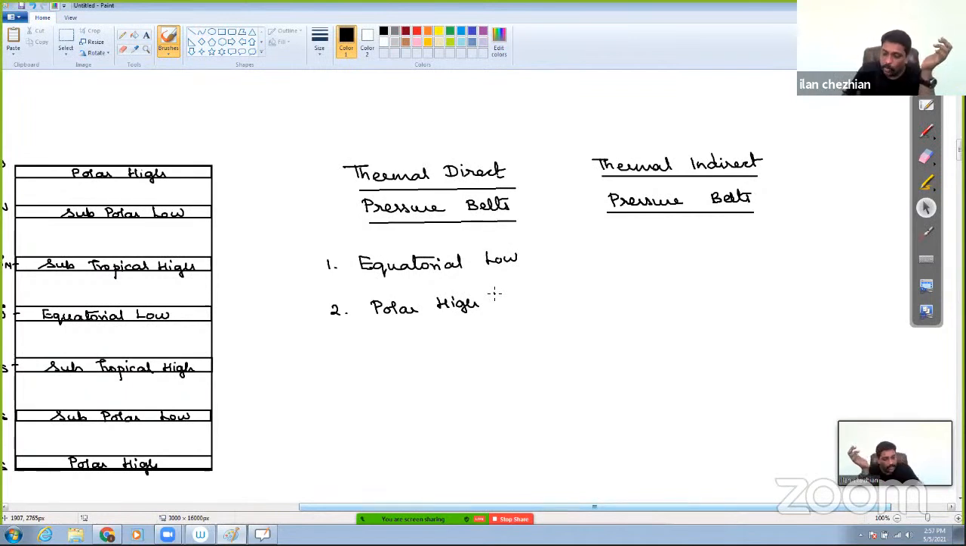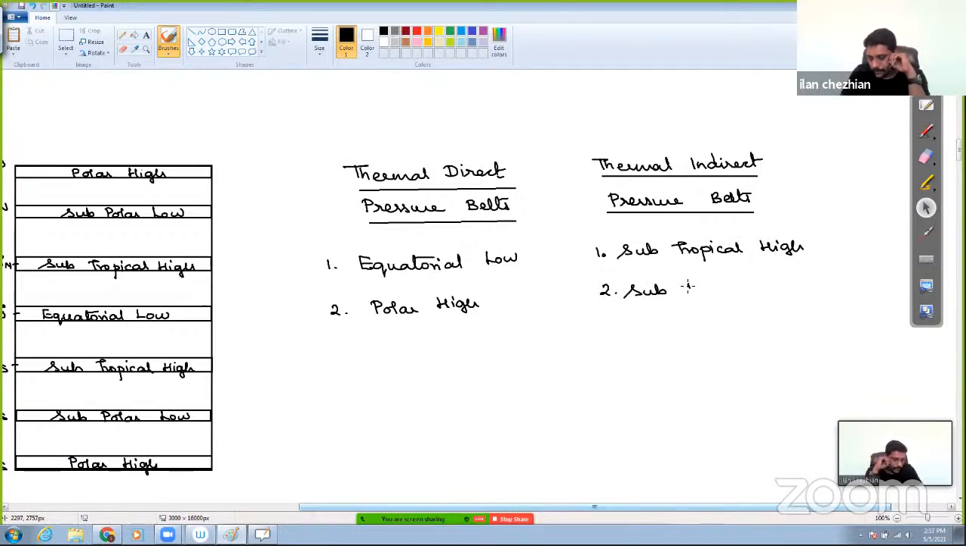And what about the remaining two, my friend? Temperature is also high, pressure is also high. Temperature is also low, pressure is also low. What are they? Subtropical high and subpolar low. So these are the pressure systems where there is no relation between temperature and pressure.